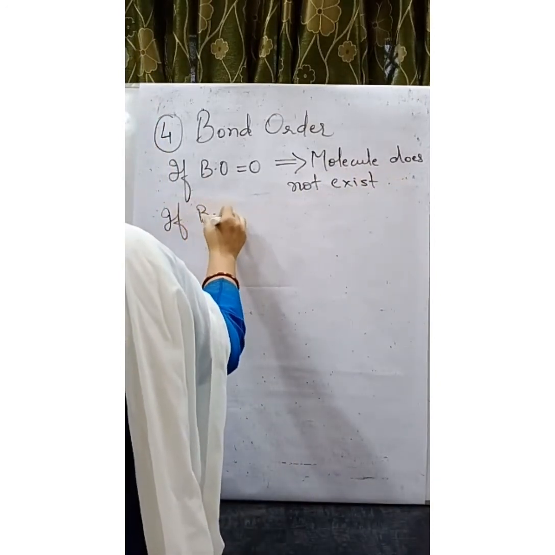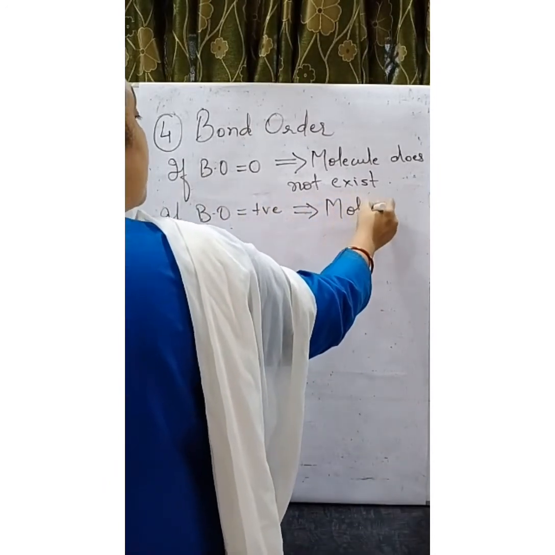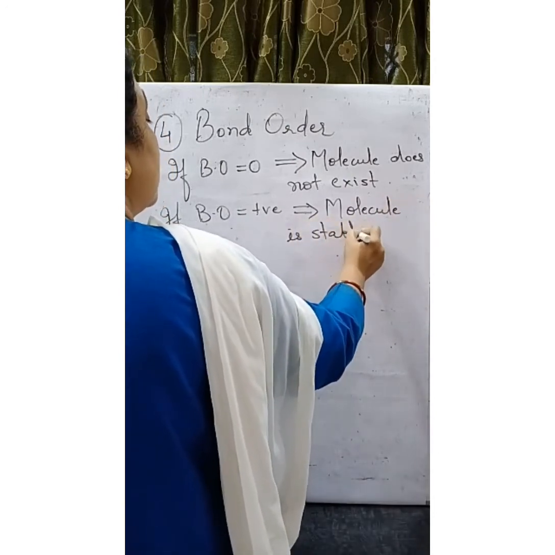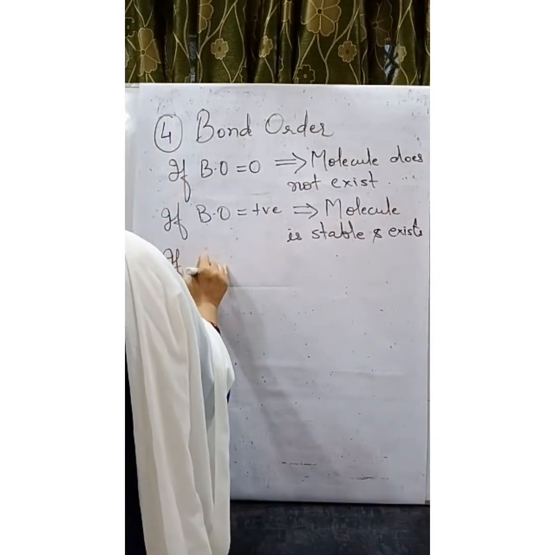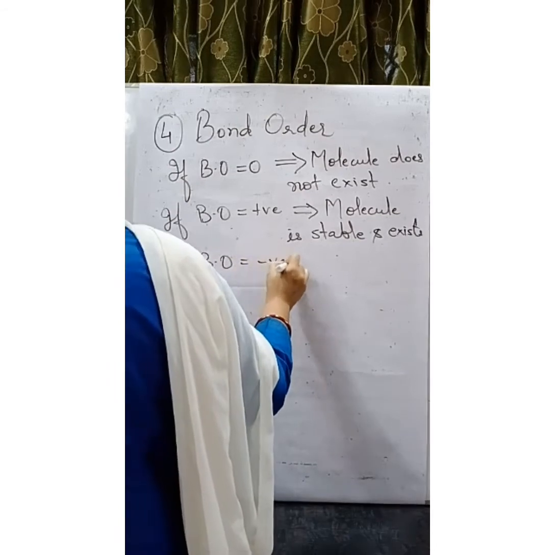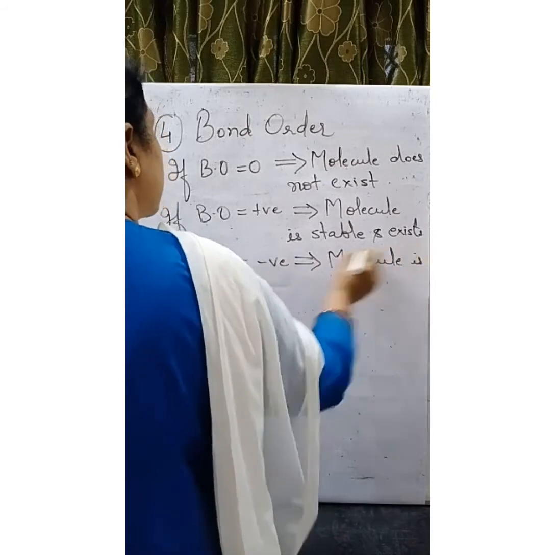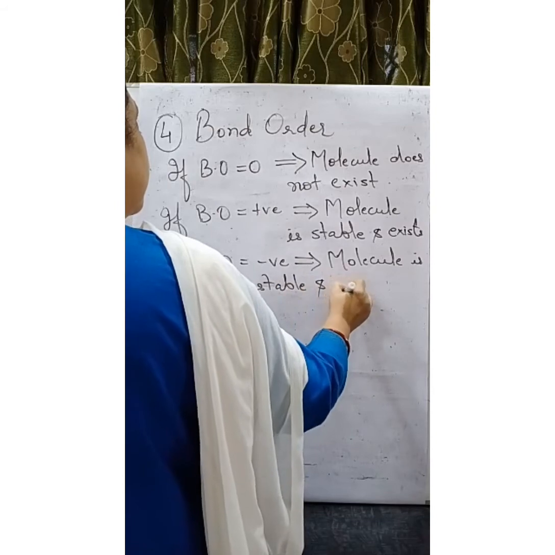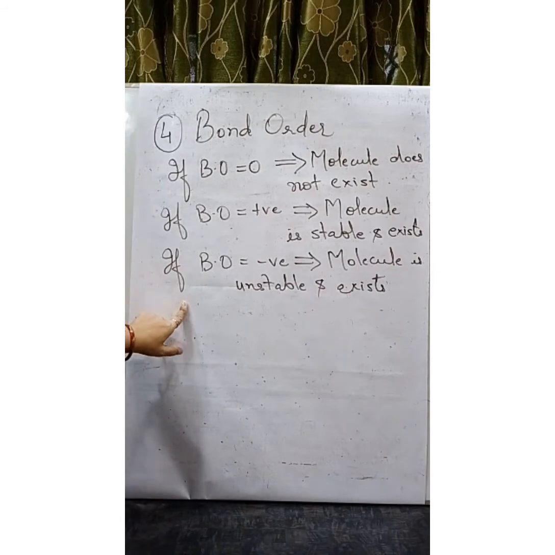If bond order is positive value, we can say molecule is stable and exists. If bond order is a negative value, we can say molecule is unstable and exists. So, molecule exists, but molecule is unstable.